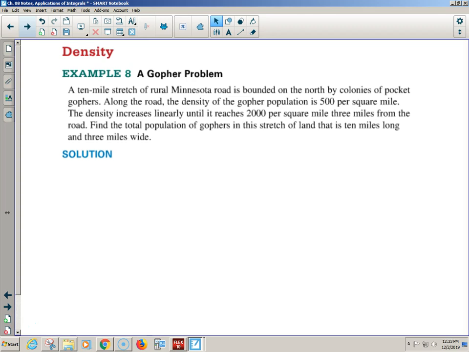Process the information. Density makes everything. Take time, read the situation, draw a picture for the situation. How on earth does an integral apply? You guys can work in groups, you don't have to work alone.